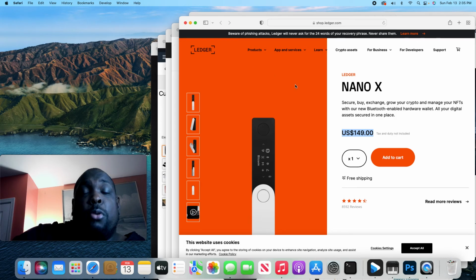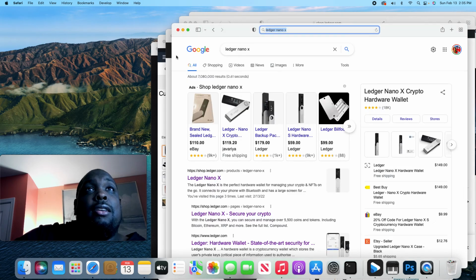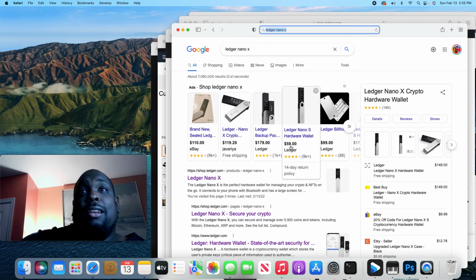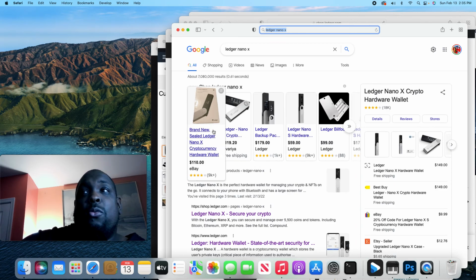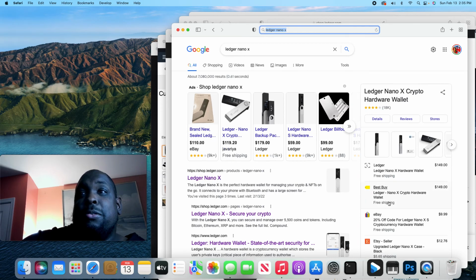Now, when you purchase cold wallets, you only want to get them from the actual website. Because here's what happens. Next page, you go right here, and you see people are selling them for like $59. I found one on eBay for like $28.